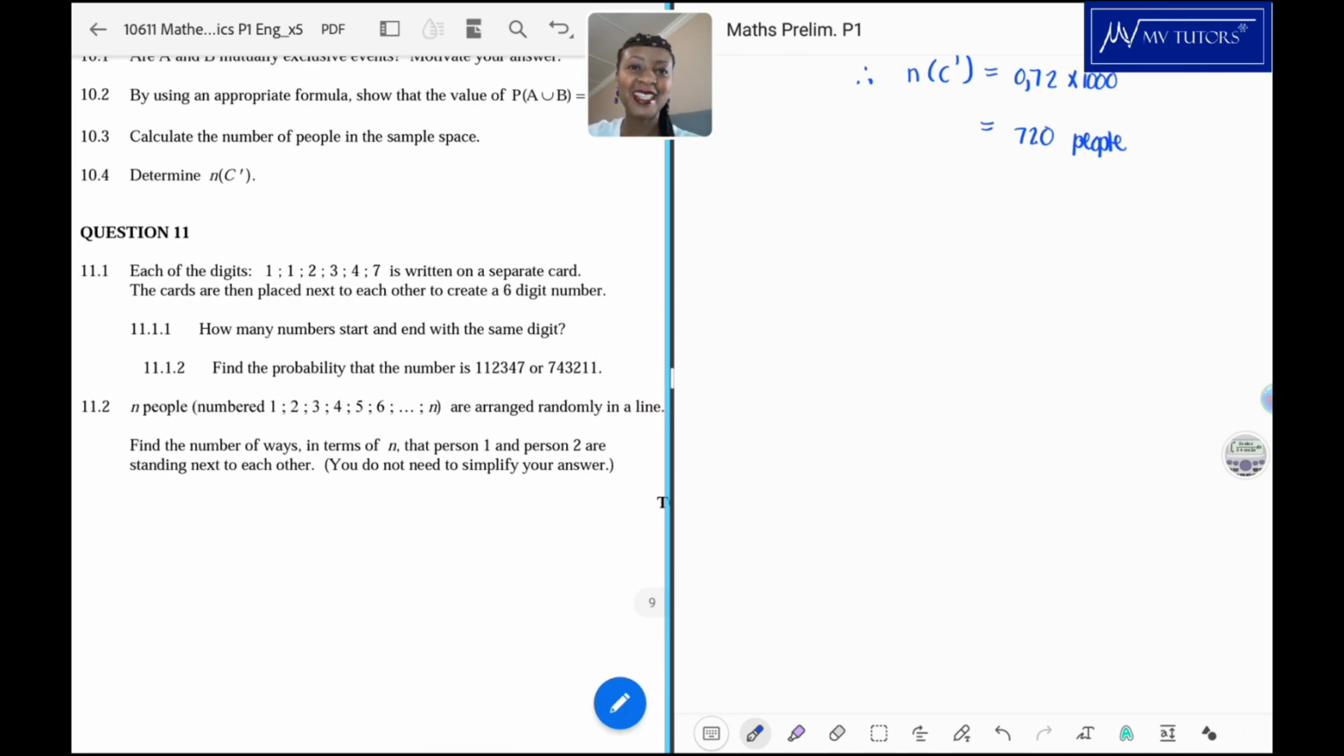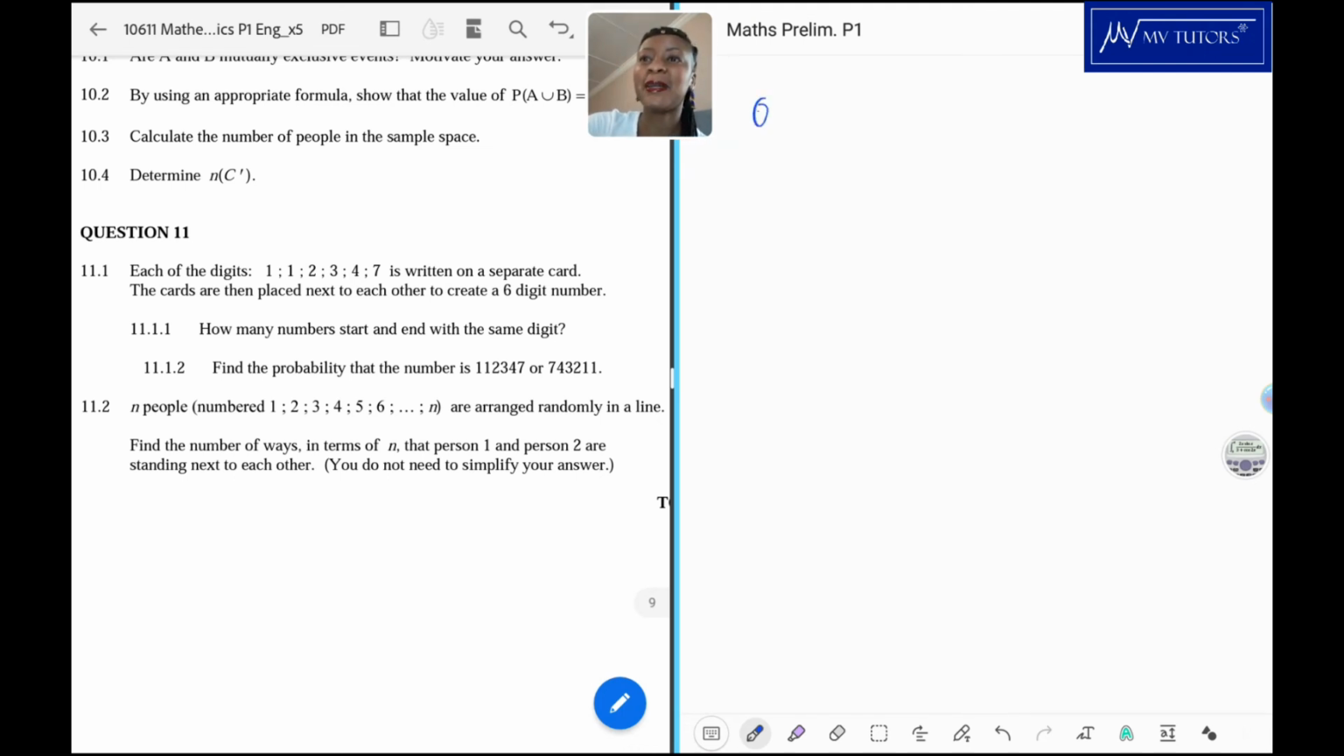I think I'm going to pause and then take question 11 separately. All right, hello everyone. So we are going at it. Question 11, the last question of this paper. Let us see what they have for us. They're saying each of the digits, we have 1, 1, 2, 3, 4, and 7. So we have 6 digits. Each of the digits is written on a separate card. The cards are then placed next to each other to create a 6-digit number.